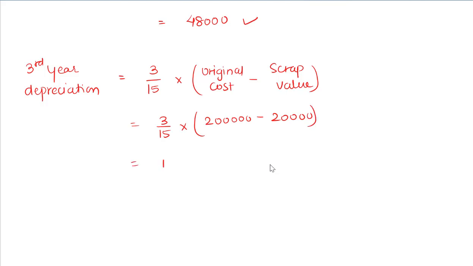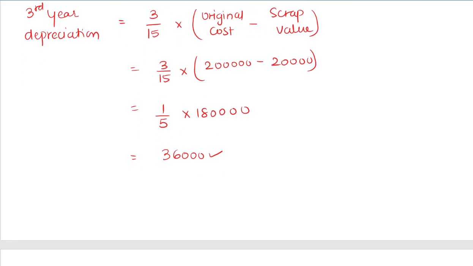So this is 1 by 5 multiplied by 1,80,000. Do it on your calculators. 1 by 5 multiplied by 1,80,000. This is 36,000.